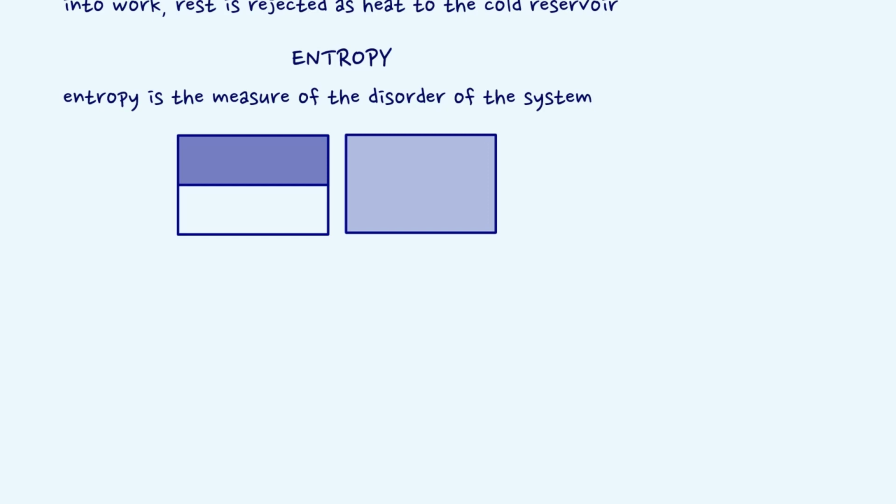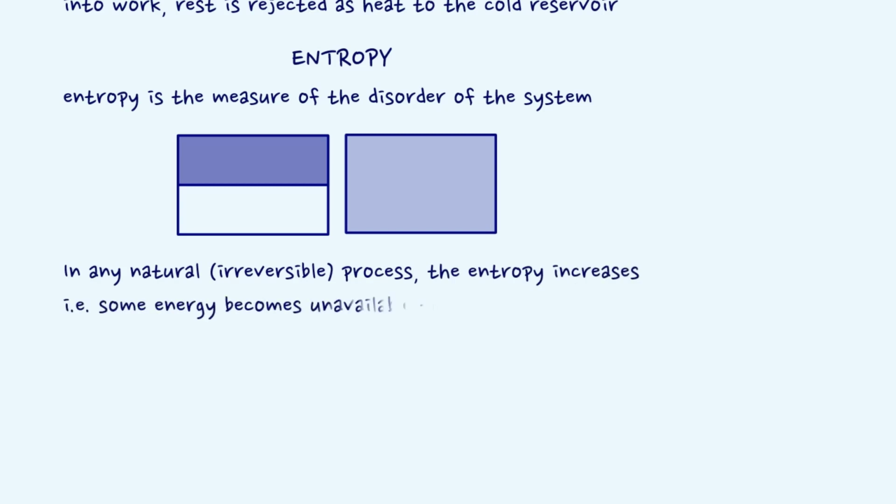Entropy is a measure of the disorder of the system. All the natural processes are irreversible, and in all cases entropy increases and some energy becomes unavailable to do useful work. Mathematically, change in entropy can be measured as delta S equal to Q by T.